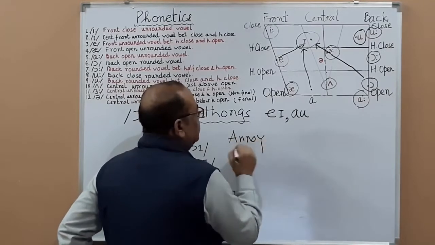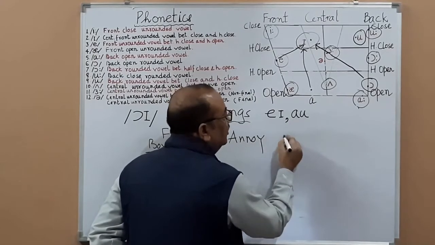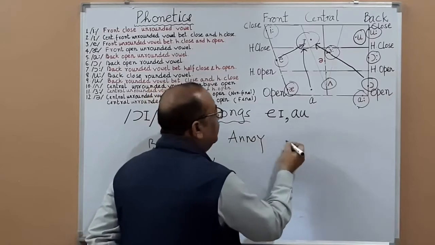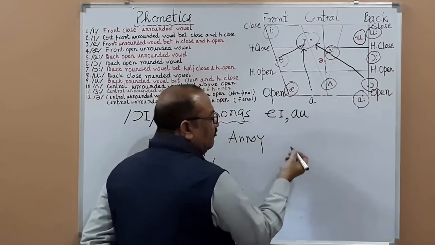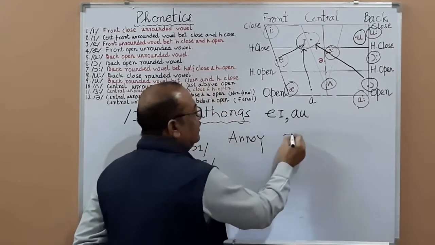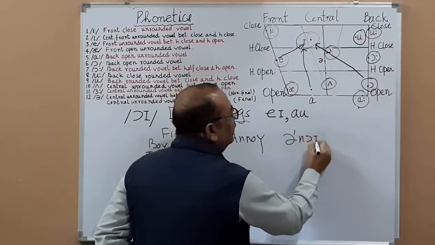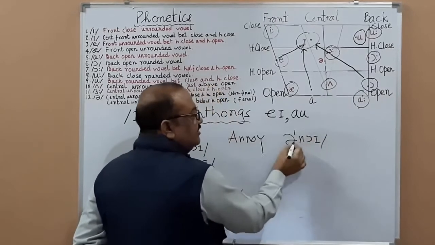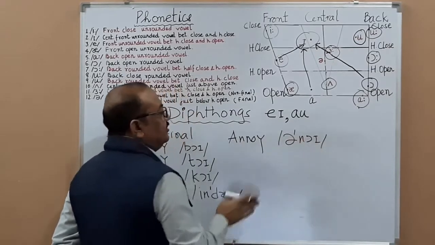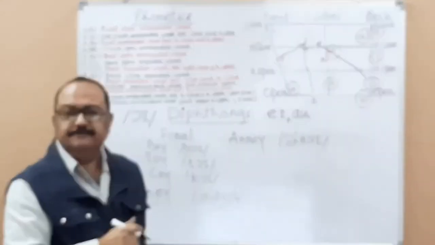This is how we write annoy. What does annoy mean? To bother someone, to irritate somebody, okay, to worry somebody. Don't annoy me. Or, this is annoy. And this one is stressed. This is schwa, unstressed, and this is stressed. Annoy. Yes. Yeah.